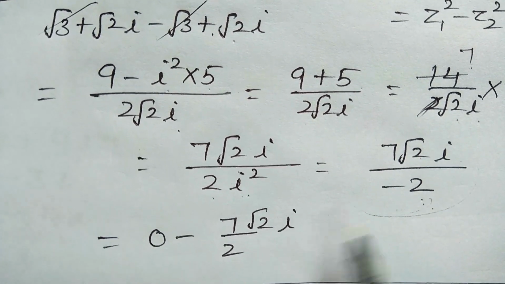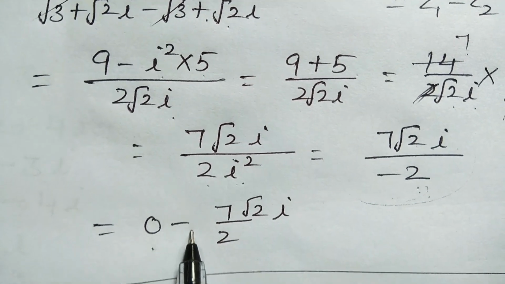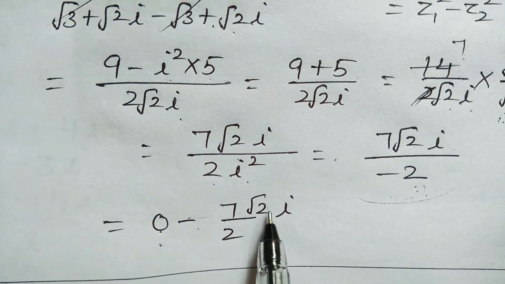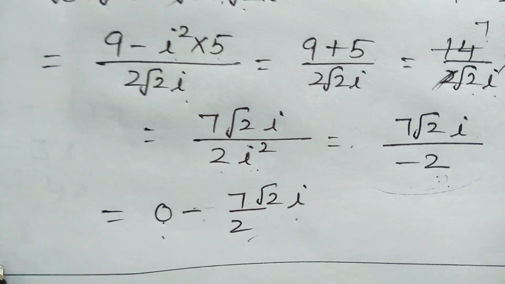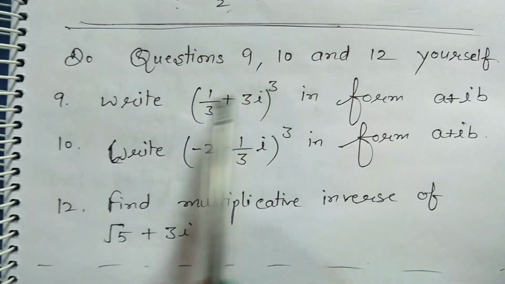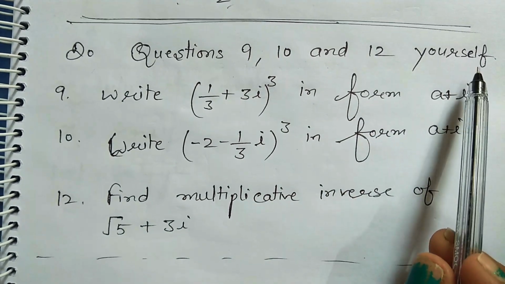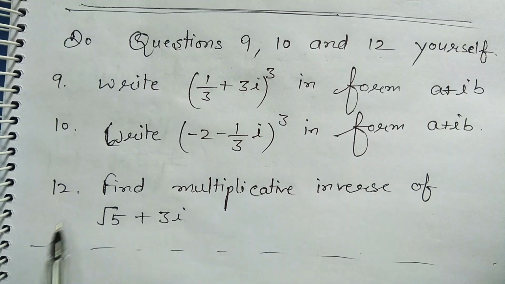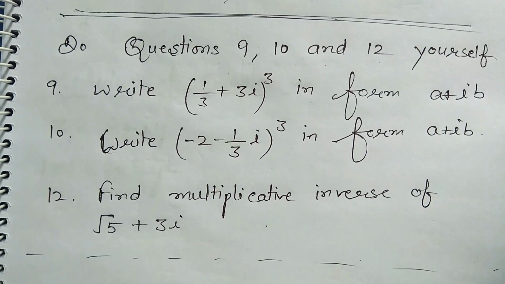So what is it as a complex number? The real part is 0, so we write 0 here, minus 7 root 2 upon 2 iota. So this is the answer. Okay, you have to do these questions yourself: question number 9, 10 and 12. The 9th question is this, the 10th question is this, and the 12th question is this. Okay.